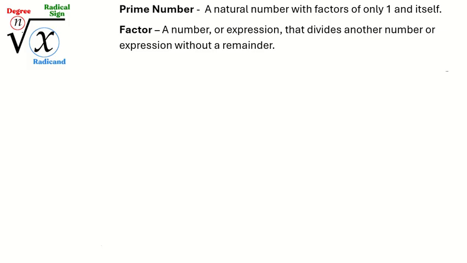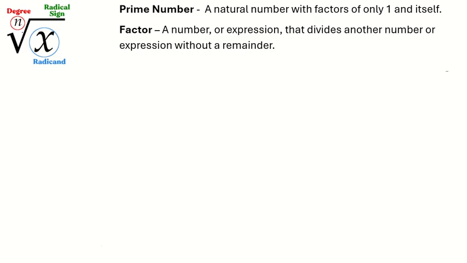A lot of students are used to saying square root, but they really don't know what the degree of that radical is. If you don't see a number there, the degree is two. That's a little bit different because typically, if we don't see a number, we think there's one.